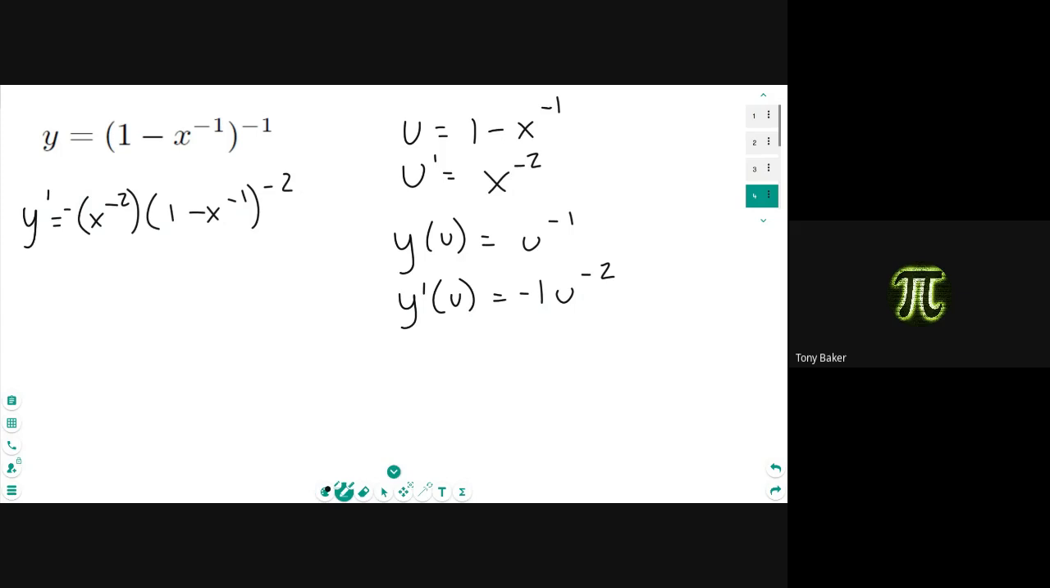Okay, so that's the chain rule. But now we have a whole bunch of negative exponents that I have to deal with because you really don't want negative exponents in your final problem. So this becomes 1 over x squared. We'll leave the negative sign on that one. And this becomes 1 over 1 minus x to the negative 1 squared.